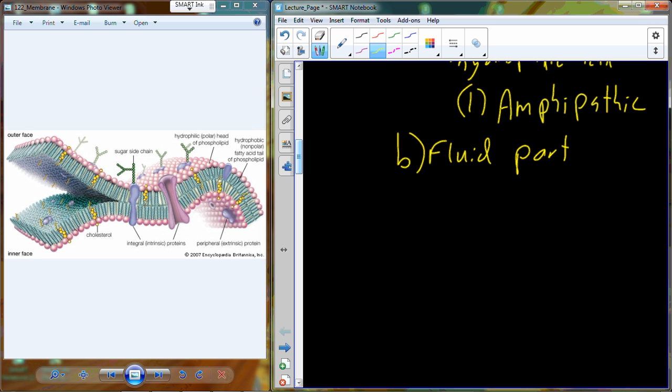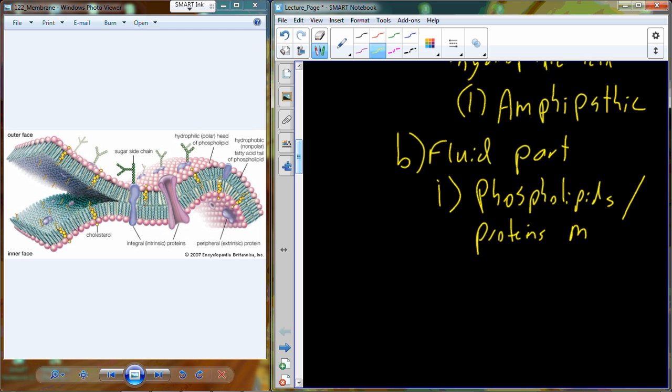So let's start out with the fluid part of this model. Basically, the fluid part, just like if I were to come in here and dump water onto the table, the water would flow. And you would say that fluid flows. The phospholipids, with their embedded proteins, they move like a fluid.